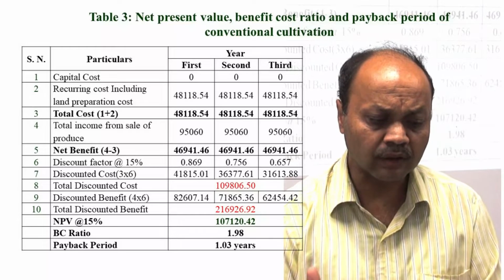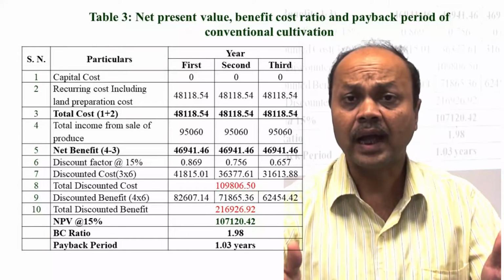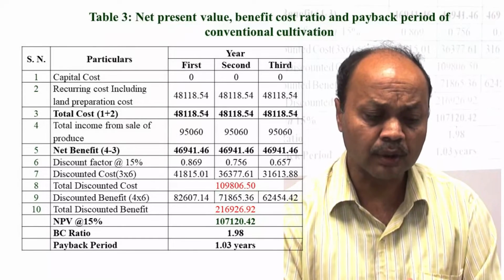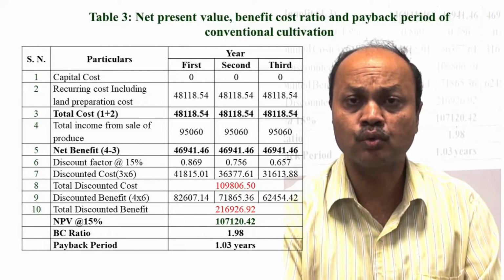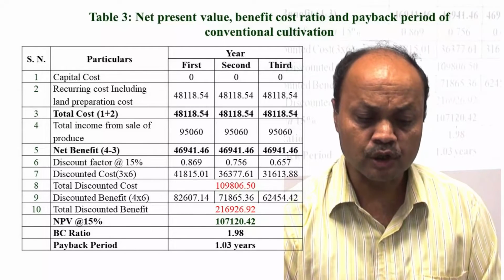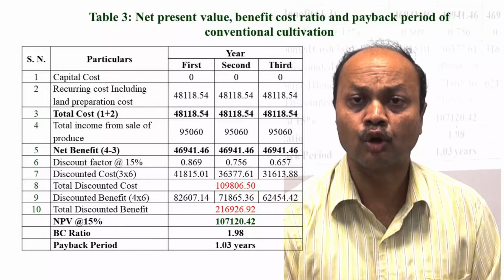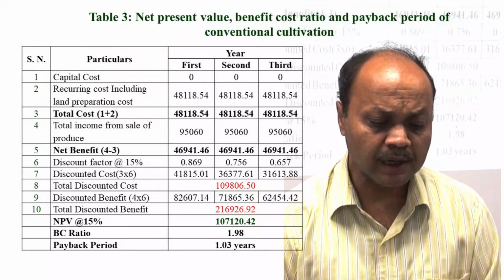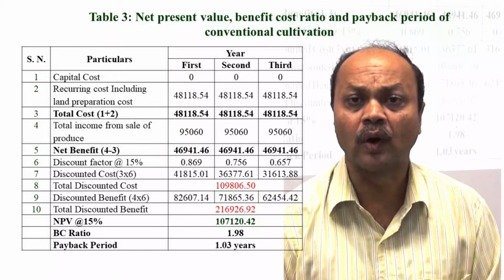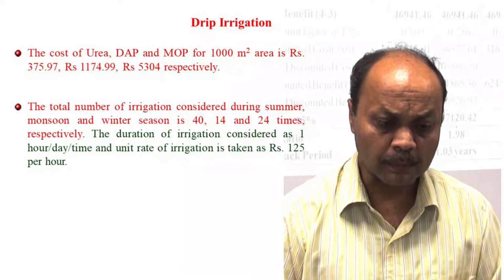And so we'll add the 3-year total discounted cost and total discounted benefit. Based on that, we will calculate the net present value and BC ratio. As I told, this is the gross BC ratio, based on gross profit, and the payback period is around 1 year. Okay, so this is your payback period.